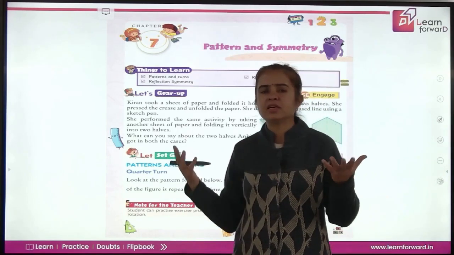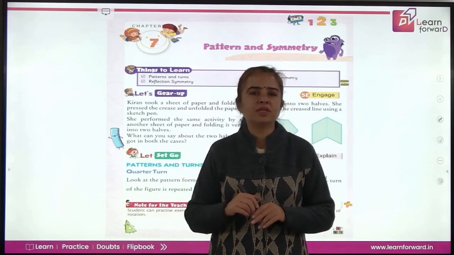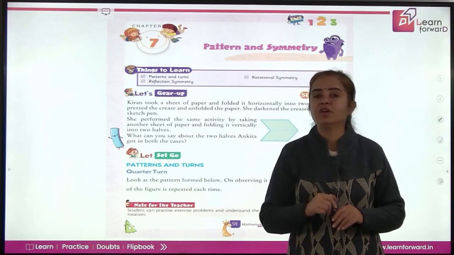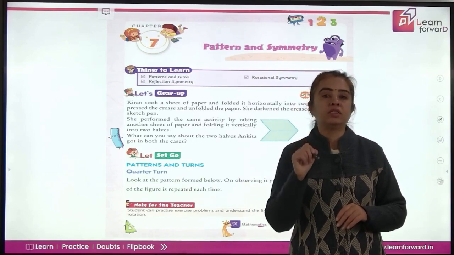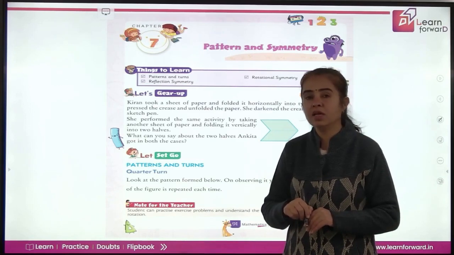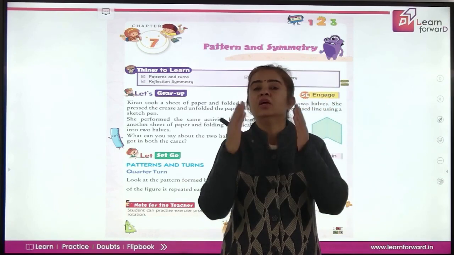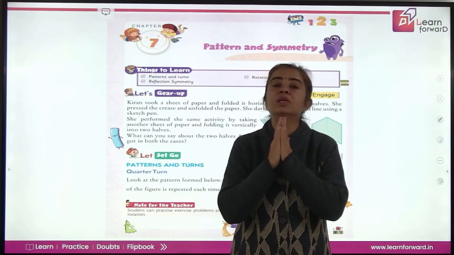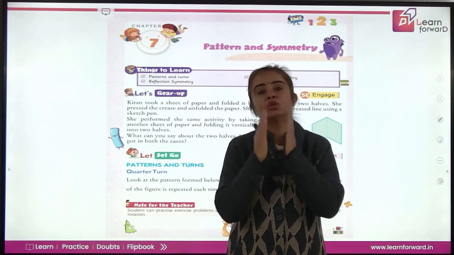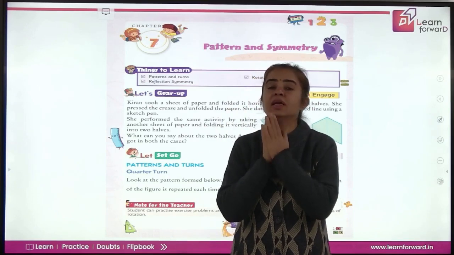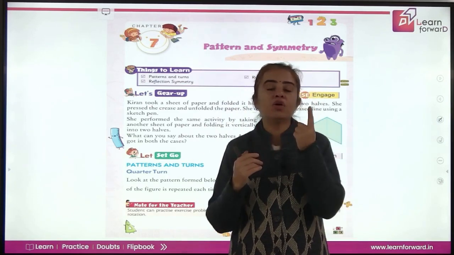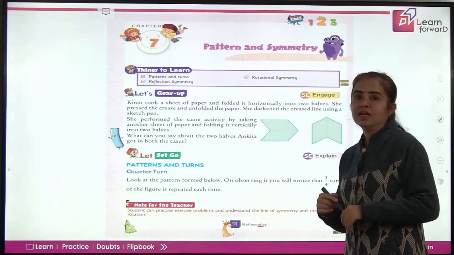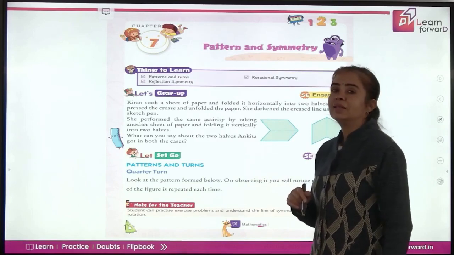So let's recall, what is a line of symmetry? It is an imaginary line. So that is why whenever we draw a line of symmetry, we draw it as a dotted, perforated line only. It is an imaginary line which divides any figure, any shape into two equal, similar, same halves, so that if you put them one over the other, they overlap and you get a feeling of one figure only, right? Now we'll get started ahead and we'll be learning about patterns and turns.